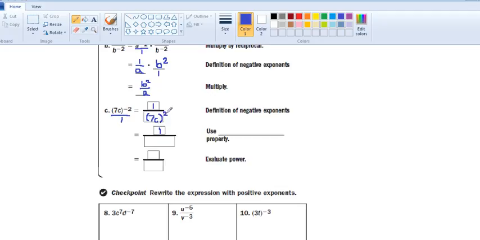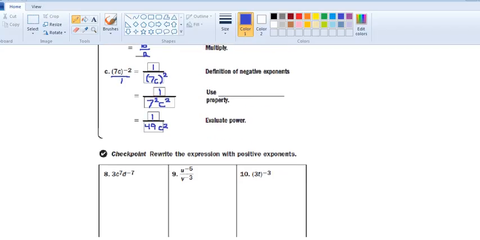Now think about what this is going to be. This is going to be applying the 2 to the 7 and to the c squared. So we're going to do 7 squared and c squared. Now the 1's still there. Think about what 7 squared is. That's 49. And then c squared is c squared. So it's 1 over 49c squared.